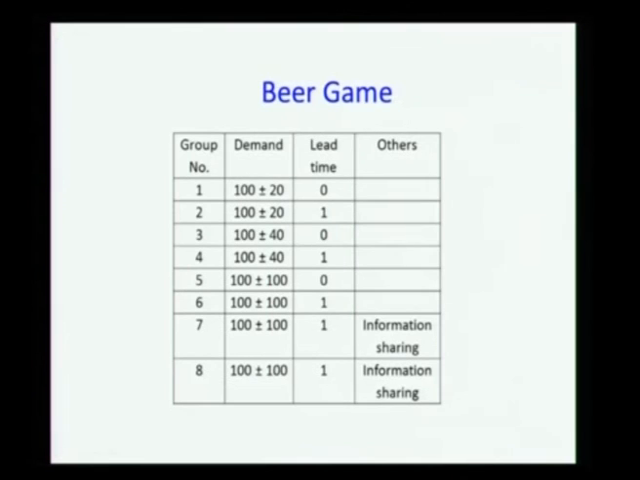So at the end we could go back and summarize the results by saying that when we have information sharing, the inventory in the system comes down compared to groups or systems which had no information sharing.